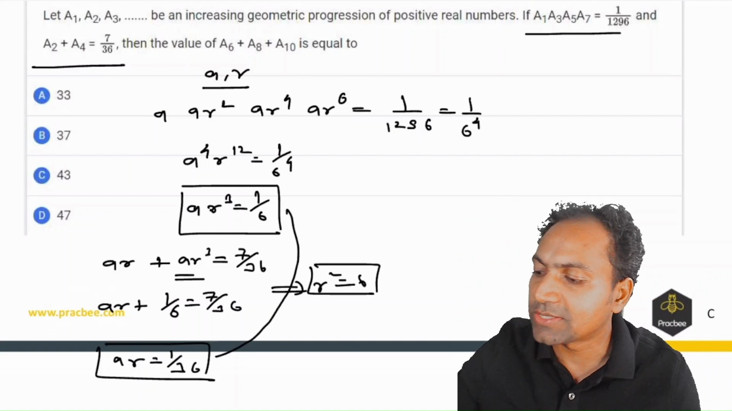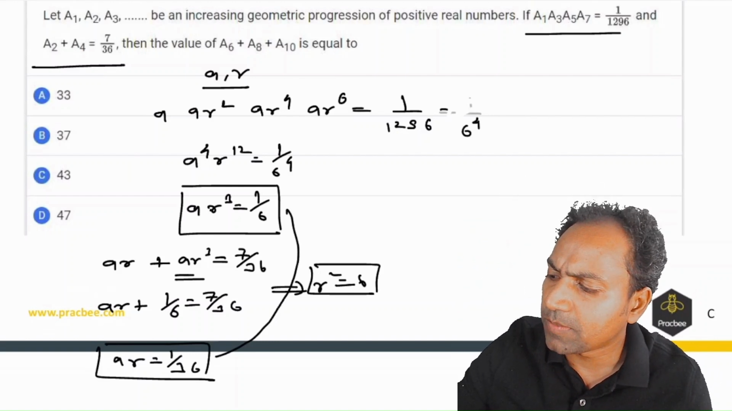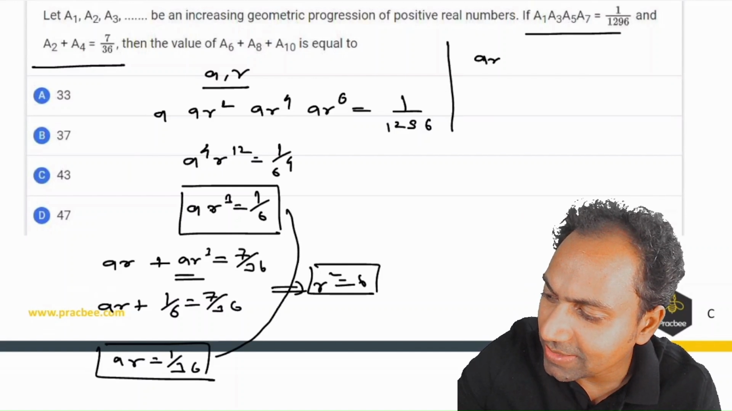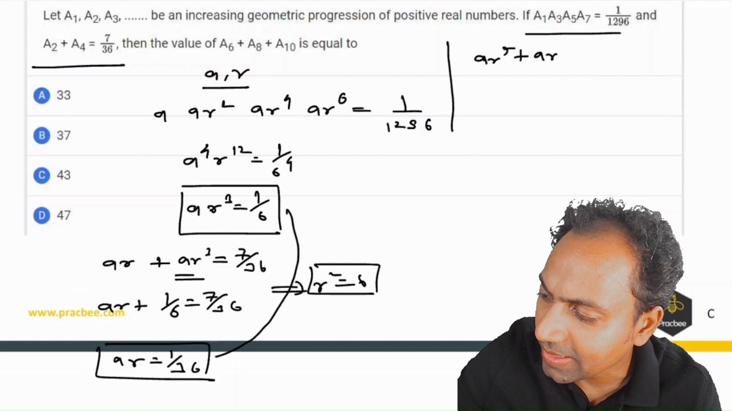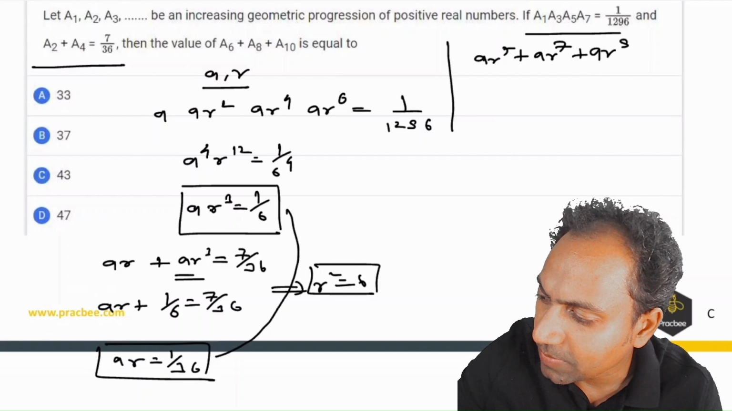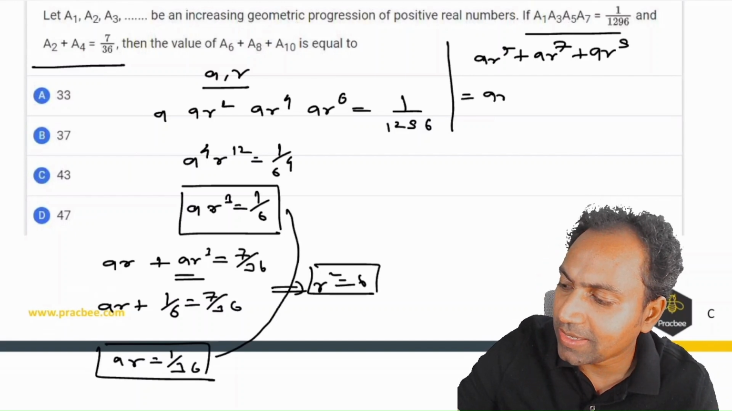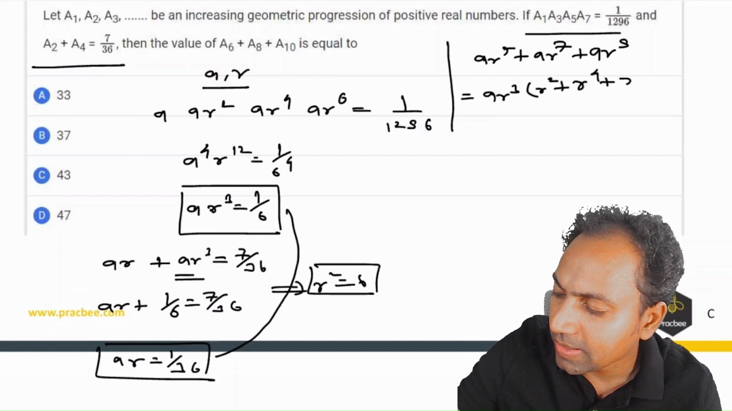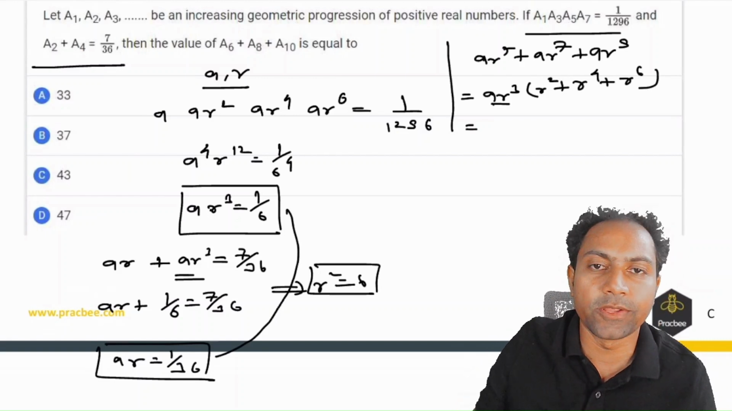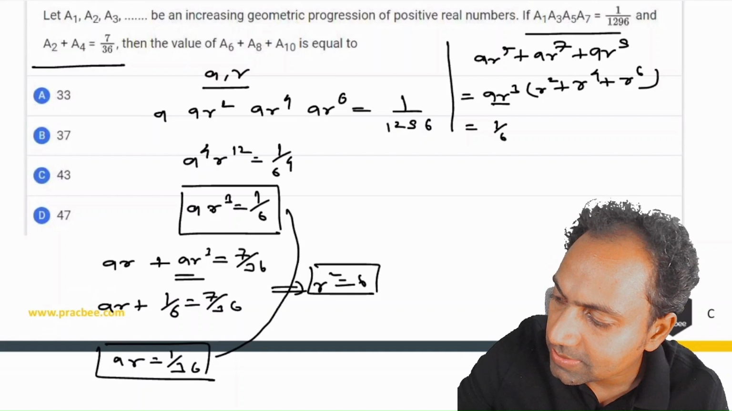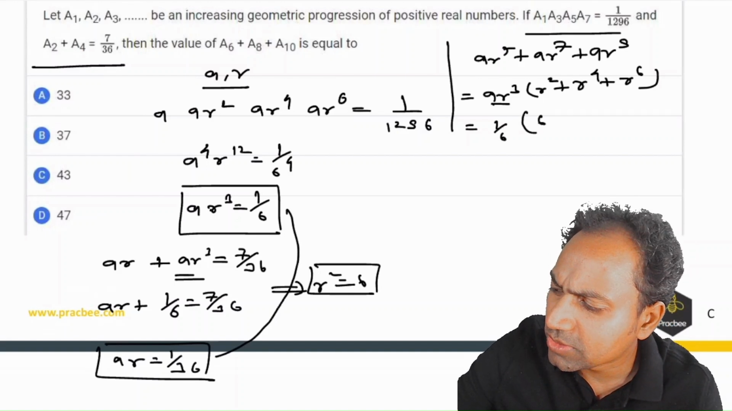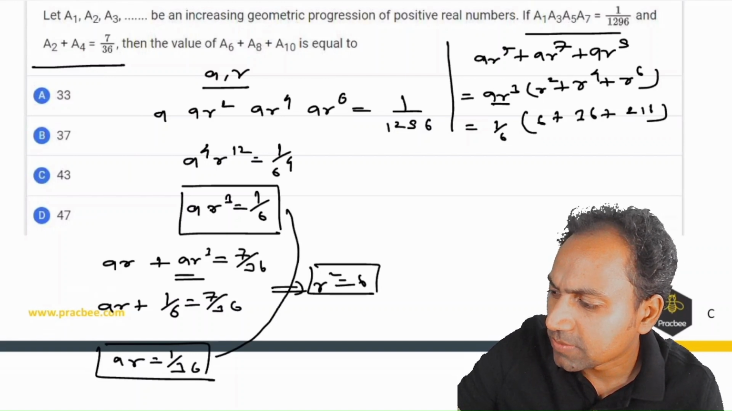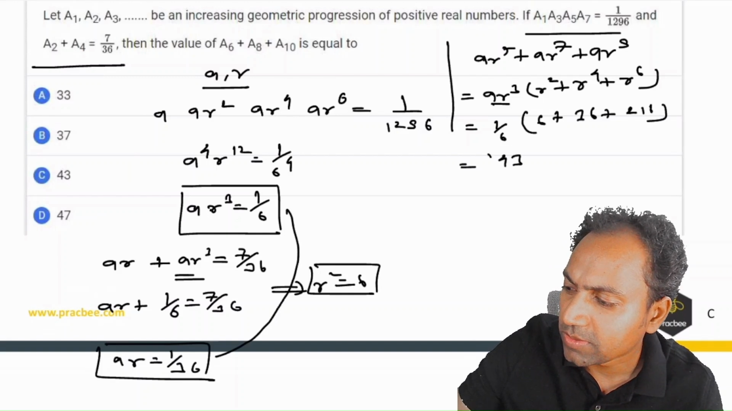Now let us see what they have asked from us. What they have asked is to find the value of this expression, that is a6, that is ar raised to the power 5, a8, ar raised to the power 7, plus ar raised to the power 9. Okay, so if I take ar cube common, it becomes r square, r raised to the power 4 and r raised to the power 6. Now the ar cube value we already know. Ar cube is nothing but 1 by 6. r square is 6, so this becomes 6, this becomes 36, and this becomes 6 cube, so 216. If I simplify this, this comes out to be 43.